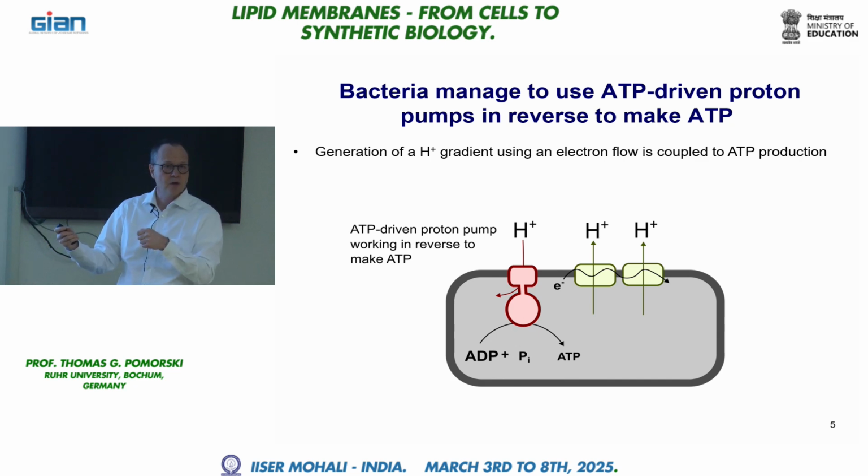Remember we talked yesterday about ATP-driven pumps. There are 3 types, and there was basically one example, the F-type and the V-type ATPase, where the F-type works in reverse. So that would be a reverse-working ATPase that now makes ATP.